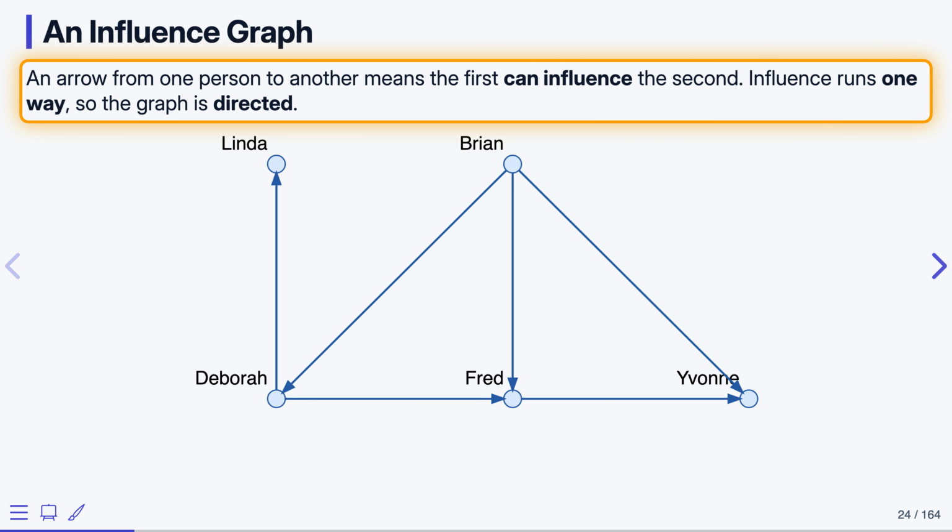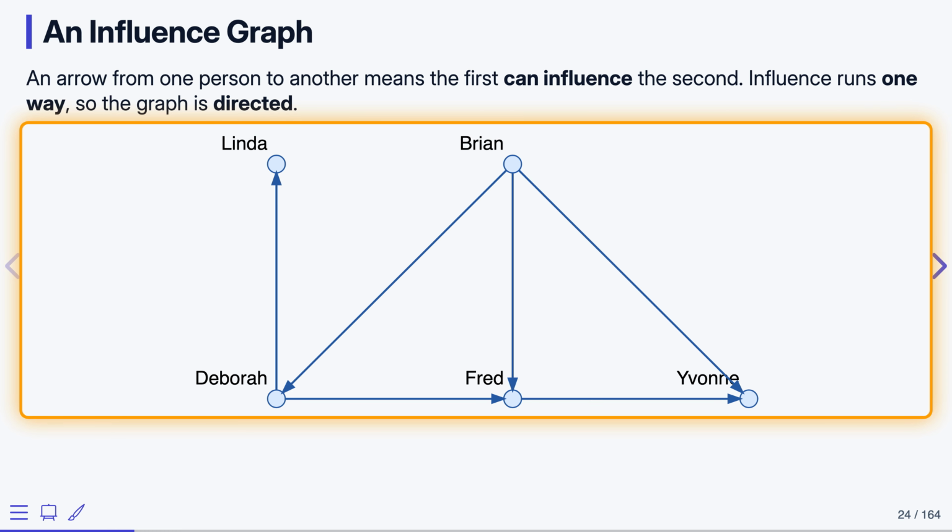This is an influence graph. Now the lines have arrows. An arrow from Brian to Fred means Brian can influence Fred. The arrow points only one way. Brian may influence Fred, but that does not mean Fred can influence Brian. So this graph is directed. Look at the arrow that goes from Deborah up to Linda. It tells us Deborah can influence Linda and nothing more. Brian has 3 arrows leaving him, to Deborah, to Fred, and to Yvonne. So Brian influences 3 people.